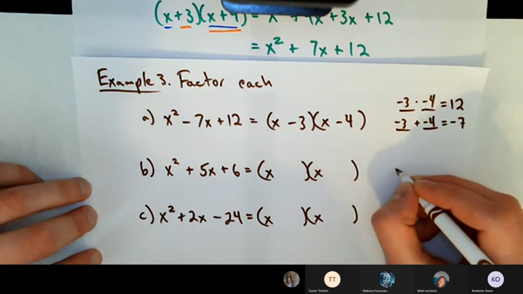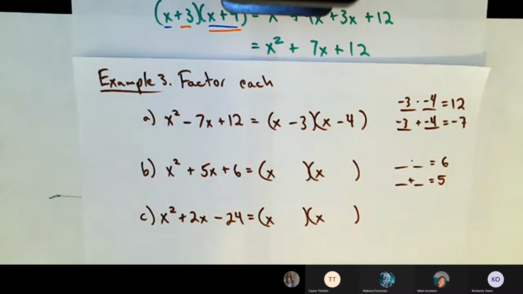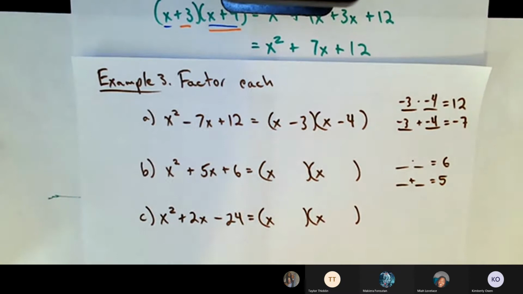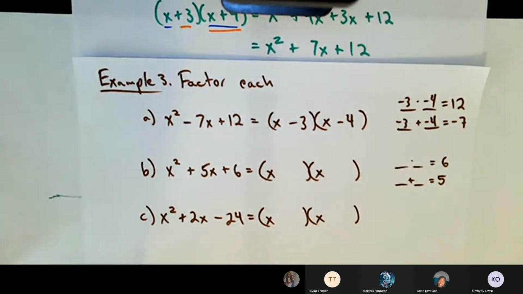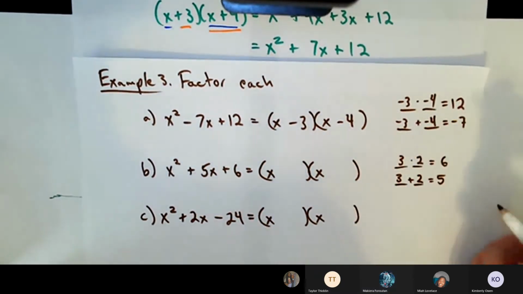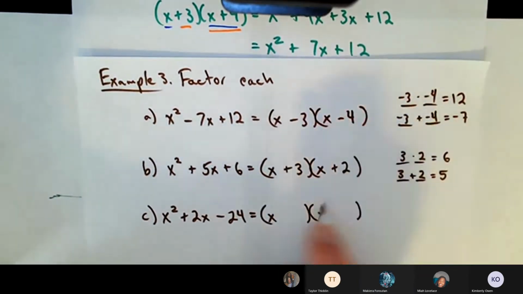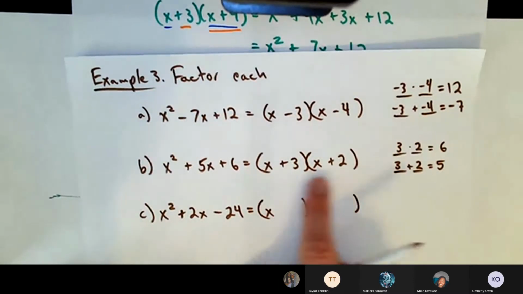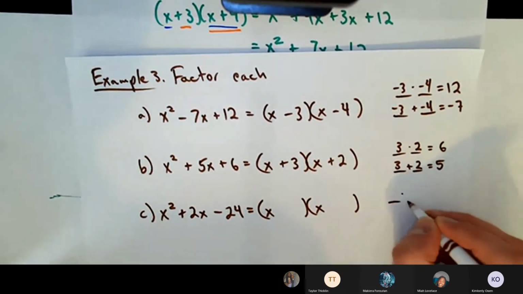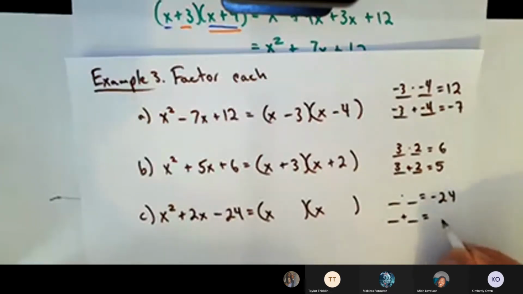Now down here, I need two numbers whose product is 6 and sum is 5. Any ideas? Three times 2. Good, yes. Your first instinct might be to say 1 times 6, but 1 plus 6 is 7, so that can't be it, so 3 times 2. And by the way, they're both positive, no negatives happening here. This might be the trickiest one. We need two numbers whose product is -24 and whose sum is 2.